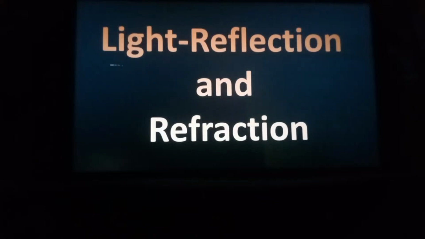Today's topic is light reflection and refraction. So today we are discussing this topic. In this topic, we are considering reflection of light.